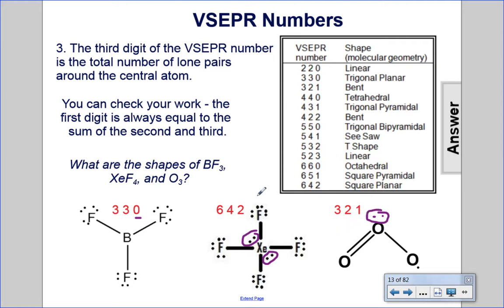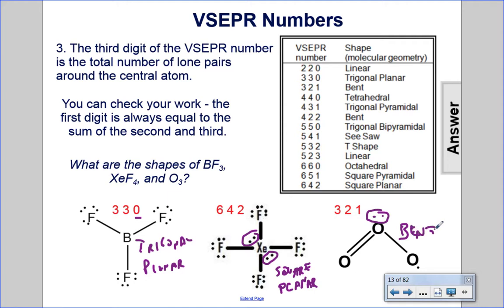Now, let's go up to the chart. For boron trifluoride, it is 330. Therefore, this is trigonal planar. Second, this is 642. 642 is called square planar. And it's as simple as that. You simply assign the number, you then go to this guide and see what the shape is. 321, that is bent.